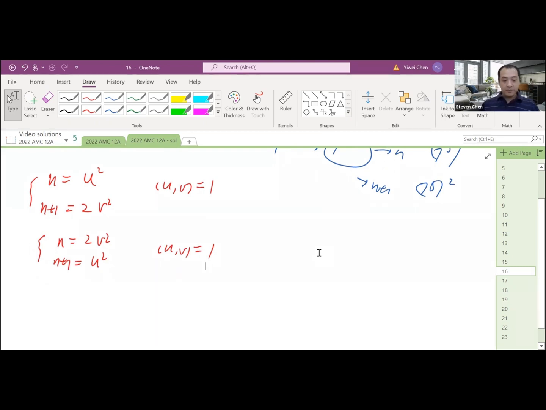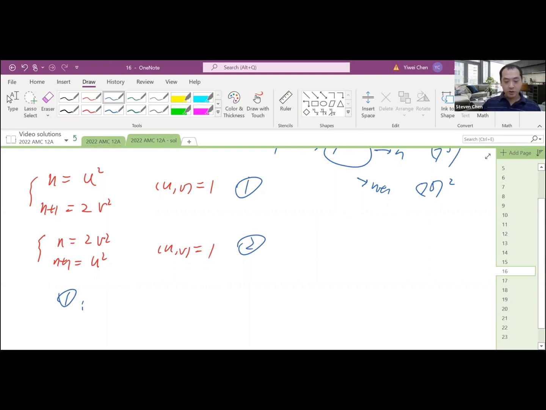Okay. So because we are looking for the smallest n, let's just try the n's. But this time, because either n or n plus 1 is a perfect square, we just try the right-hand side, right? And see which will give us the feasible solution. For example, we may begin with trying the first equation. Let me call it equation 1, the second one equation 2. So for equation 1, let's first try u squared and see for what values of u will make n plus 1 have the form 2 times another perfect square.